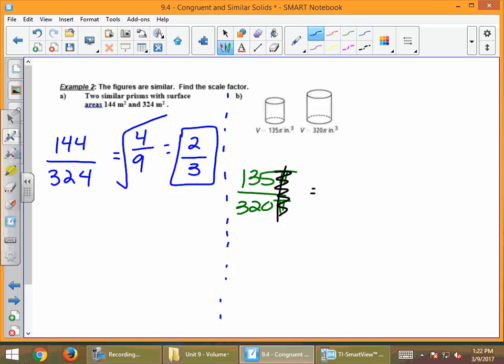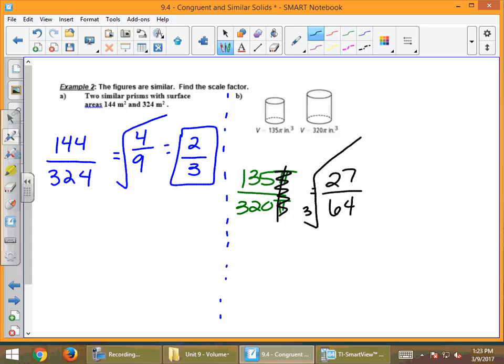135 over 320. What do we get when we simplify that fraction? Good. We get 27 over 64. Well, we said if you're given the scale factor, you cube it to get the ratio of the volume, okay? Well, again, we're going backwards. We were given the ratio, now we're trying to find the scale factor. You kind of have to think. If the opposite of squaring is square rooting, the opposite of cubing would be cube rooting. So you can cube root this.